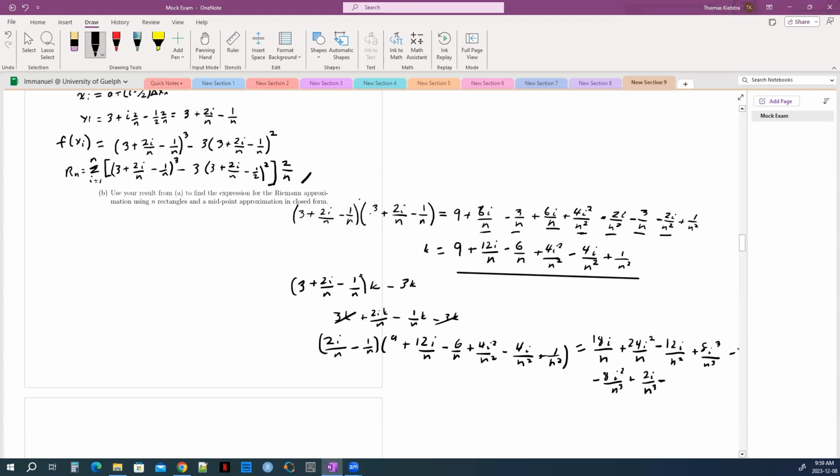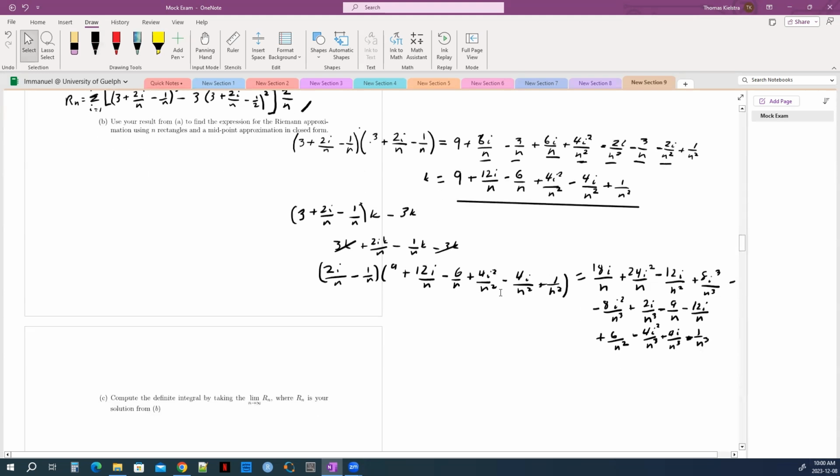Now subtract 9 over n minus 12i over n plus 6 over n squared minus 4i squared over n cubed plus 4i over n cubed plus 1 over, or subtract, 1 over n cubed. And now what we're going to do is take this and do some canceling.